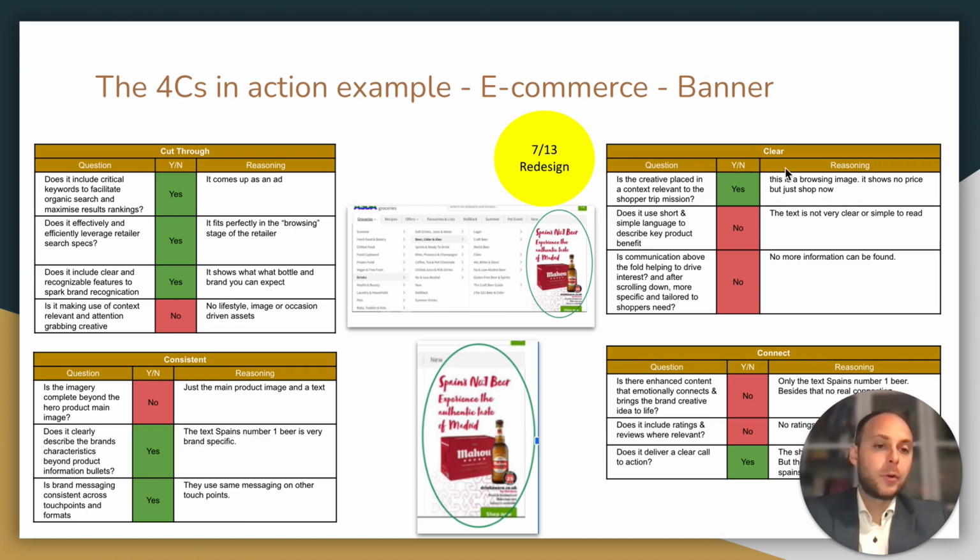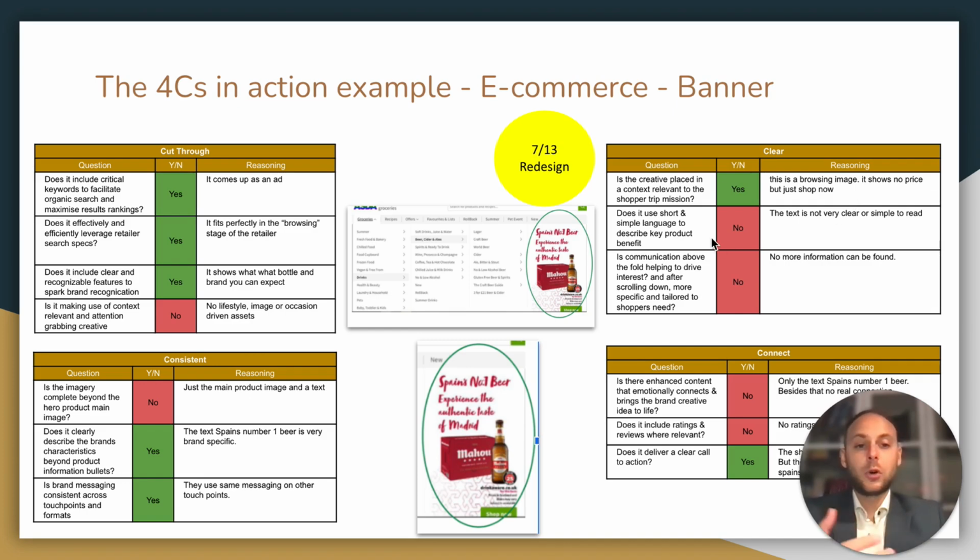When we come over to the clear criteria, is the creative placed in a context relevant to the shopper trip mission? Here I said yes, this is a browsing image. It shows no price but just shop now. So you can come into the brand page and learn more about the brand, and there you can start learning about the price as well. It fits very well for the browsing stage of the path to purchase.